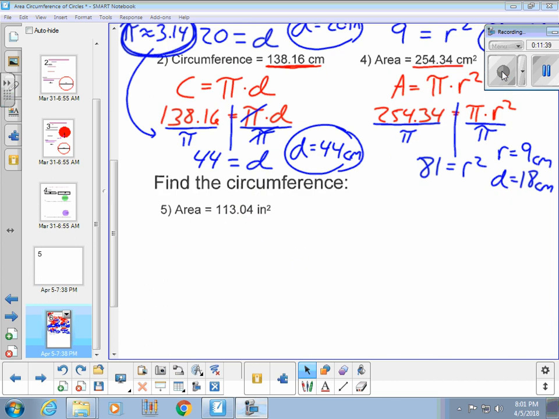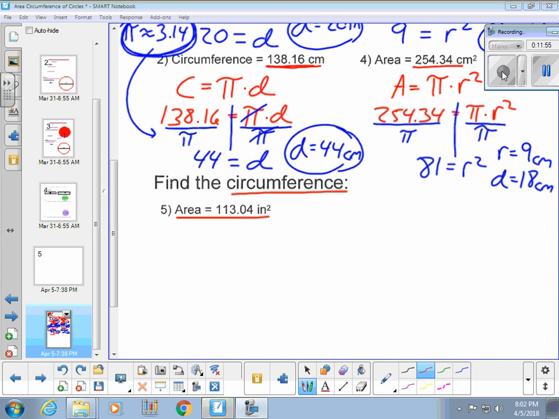My last example is something where, by doing the 4 problems above, I bet you could also do problem number 5 as well. Take a look at what it wants us to do. It wants us to find the circumference of the circle. Okay, find the circumference. But what it gives us is the area.